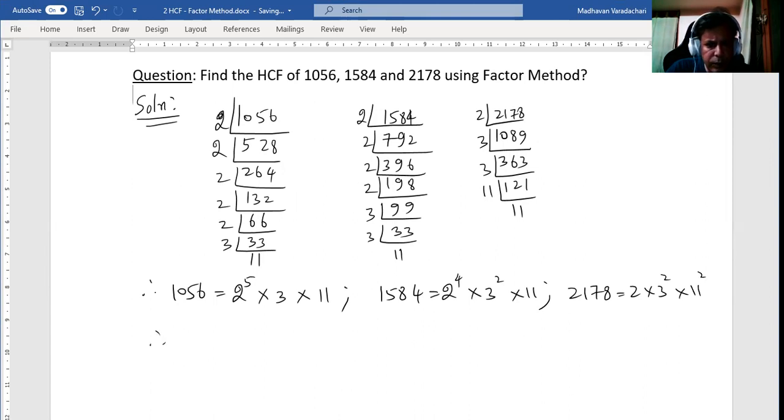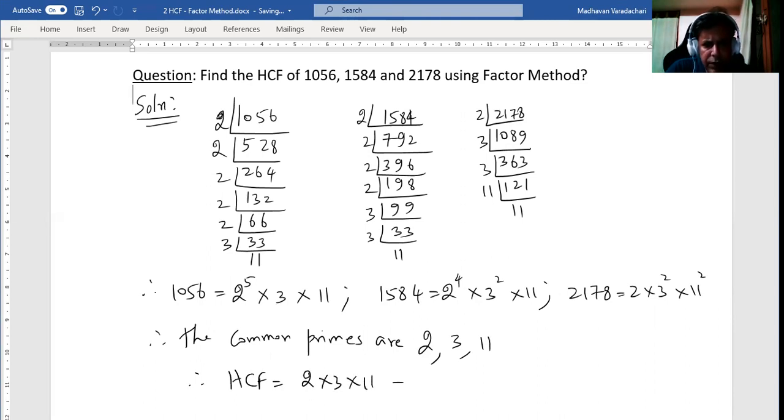Therefore, the common primes, that is common prime numbers, are: here 2 power 5, 2 power 4, 2, so 2 is the common one. Then 3, 3 square, 3 square, so it is 3 only. 11, 11, 11 square, so it is 11. Therefore, HCF is the product of these common primes. So 2 into 3 into 11, which is 66. So the highest common factor for these three numbers is 66.